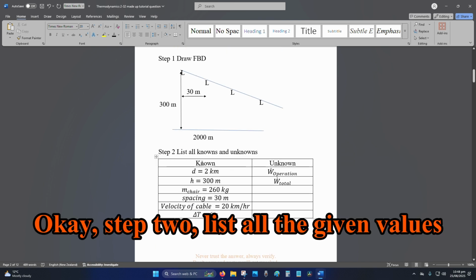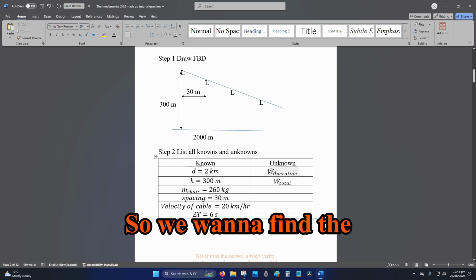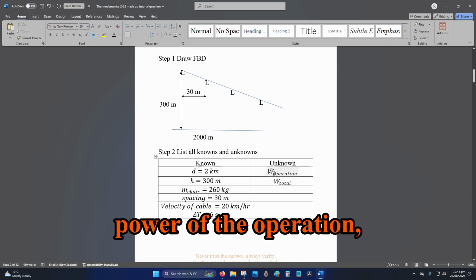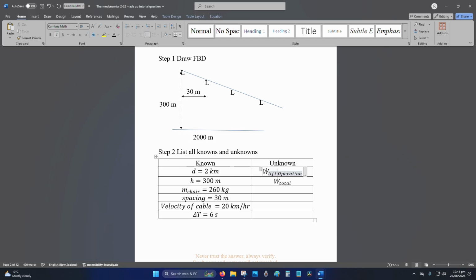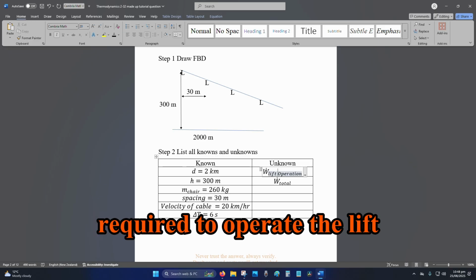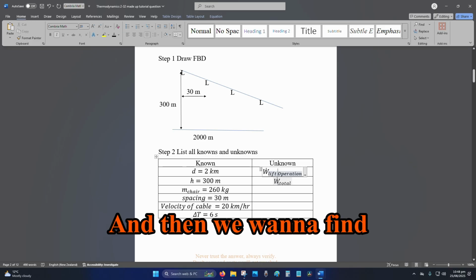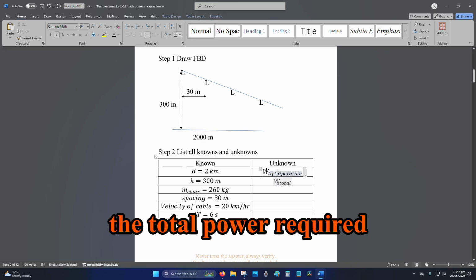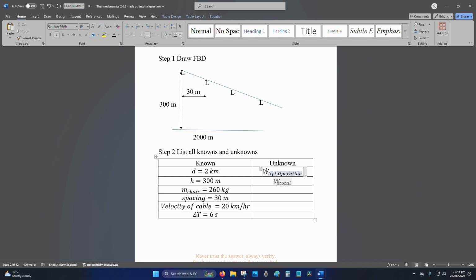Okay, step 2, list all the given values and find the unknown. So we want to find the power of the lift operation. So we want to find the power required to operate the lift at a steady speed. And then we want to find the total power required to operate it when it is accelerated.